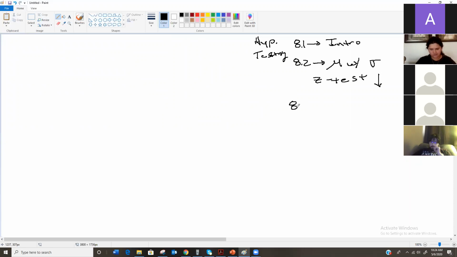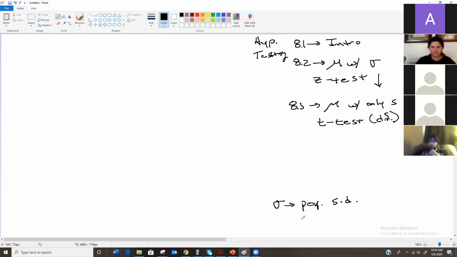So what are we going to do in 8.3? The t-test. That means we're going to be given means with only the S. It won't say population standard deviation. It'll say they did a sample and found in the sample that the average was this and the standard deviation was this. That's from the sample. So we have to do a t-test, which means we have to do degrees of freedom. The S is the standard deviation for the sample versus the population. Sigma is population standard deviation, and S is sample standard deviation.